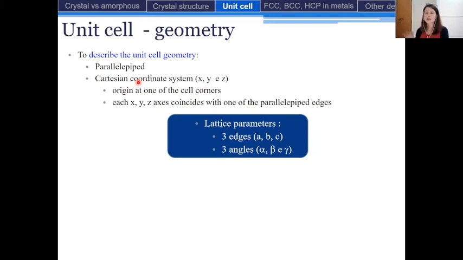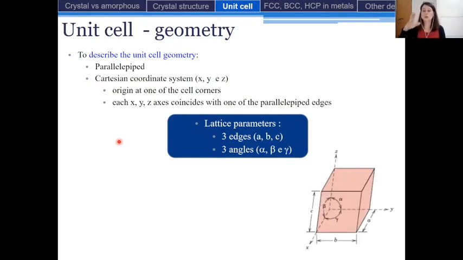So now we are going to look in 3 dimensions, and we are going to work on real configurations that we find in materials. And in order to describe the unit cell, we are going to use these specific conditions. First of all, the unit cell is a parallelepiped. We are going to work with a Cartesian coordinate system, X, Y, and Z. The origin of this Cartesian coordinate system will be at one of the cell corners, and each X, Y, and Z axis will coincide with one of the parallelepiped edges.